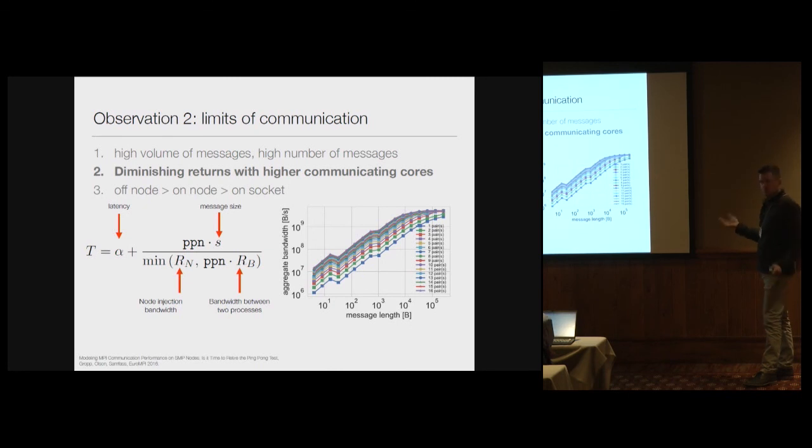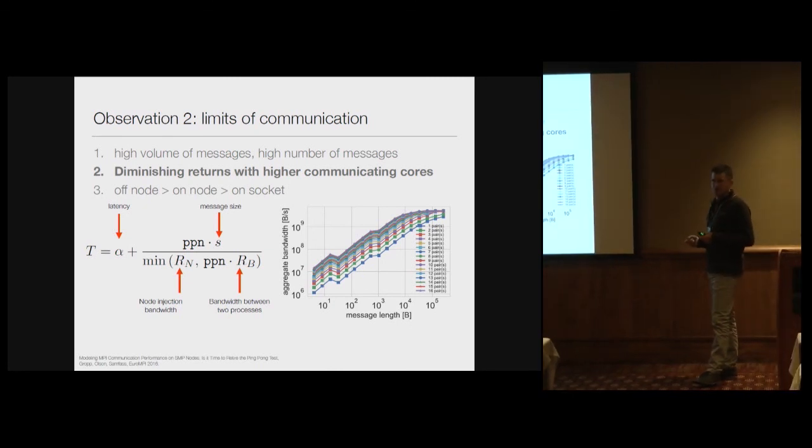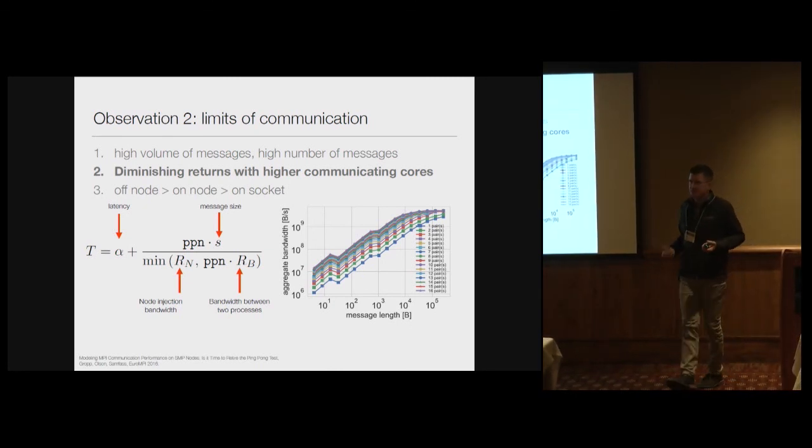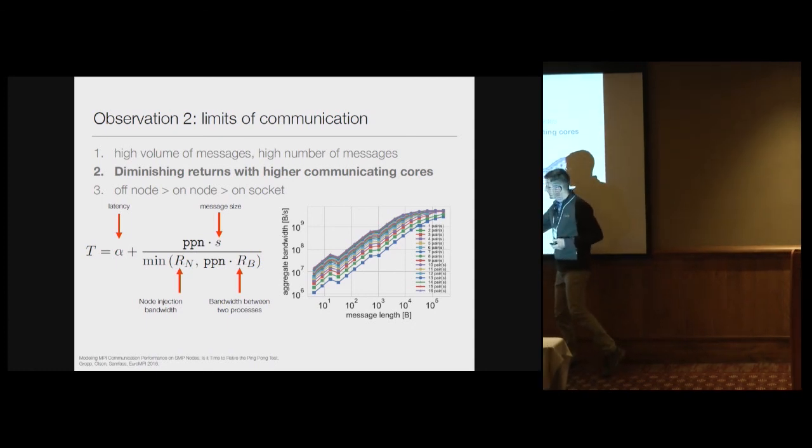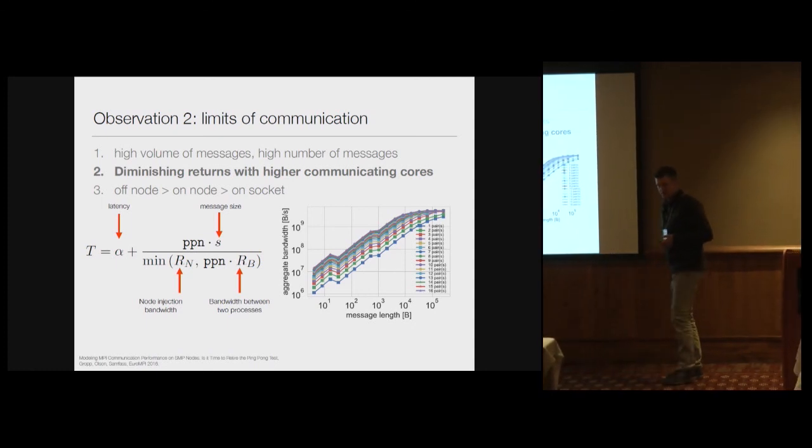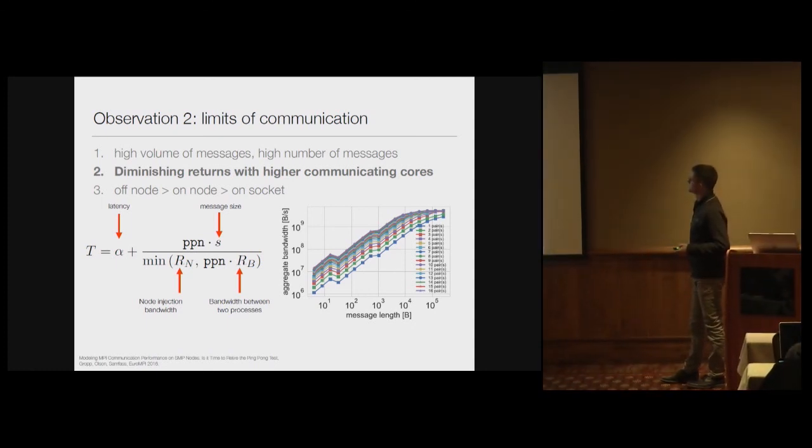So we found that when we have more and more cores communicating, we have diminishing returns. We aren't hitting the peak rates that we'd like to. And this is some work that came out of some work with Bill Gropp and Phil Samfass.